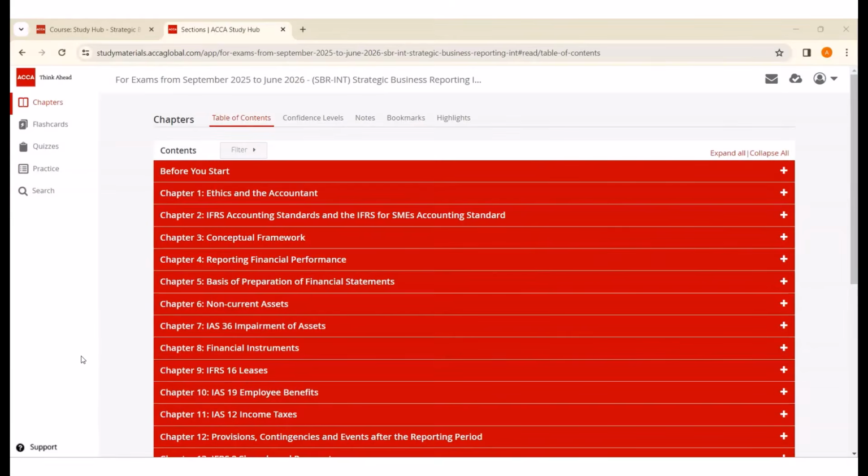Here we are in the SBR study hub. As you can see, you have the chapters on the left side. You have flashcards for the syllabus, quizzes, practice questions.